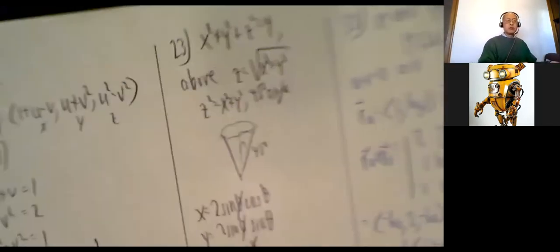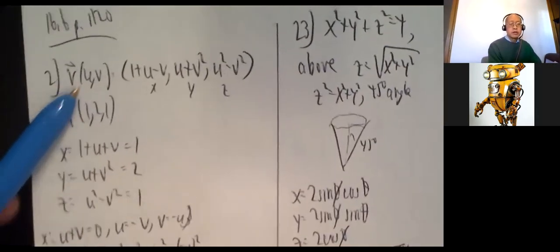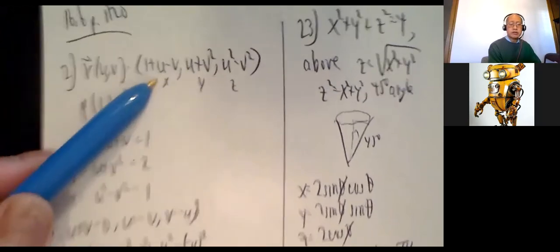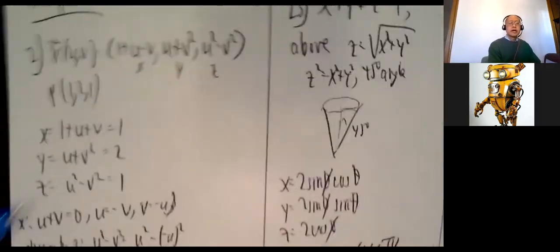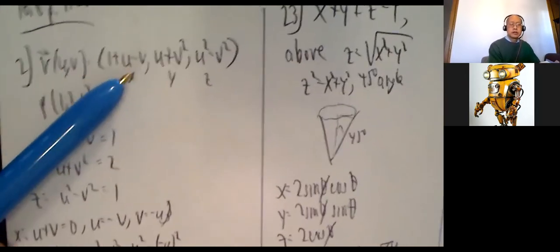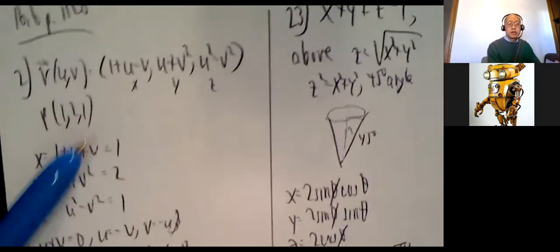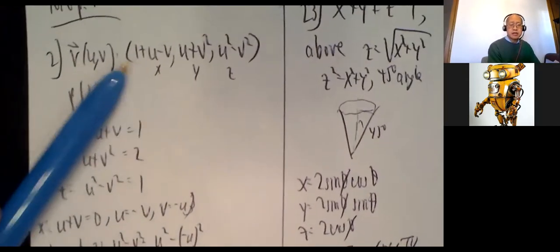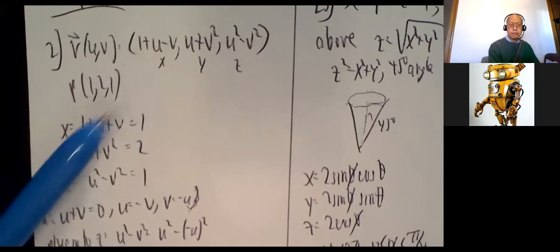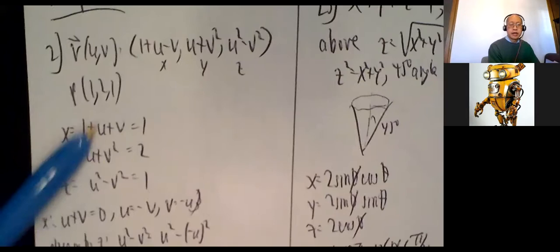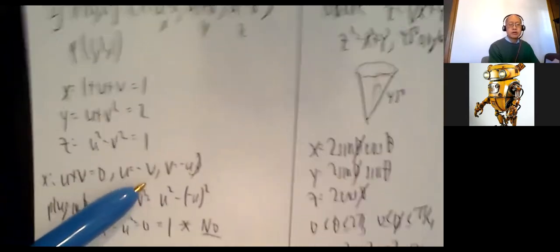So number 2. R is a position vector, so each of X, Y, and Z could have two letters, U and V. Okay, is the point 1, 2, 1 on the surface? If it is, we ought to be able to find what the U and the V are. So I set this thing equal to 1 for X, U plus V squared has to equal 2, and U squared minus V squared has to equal 1, right?